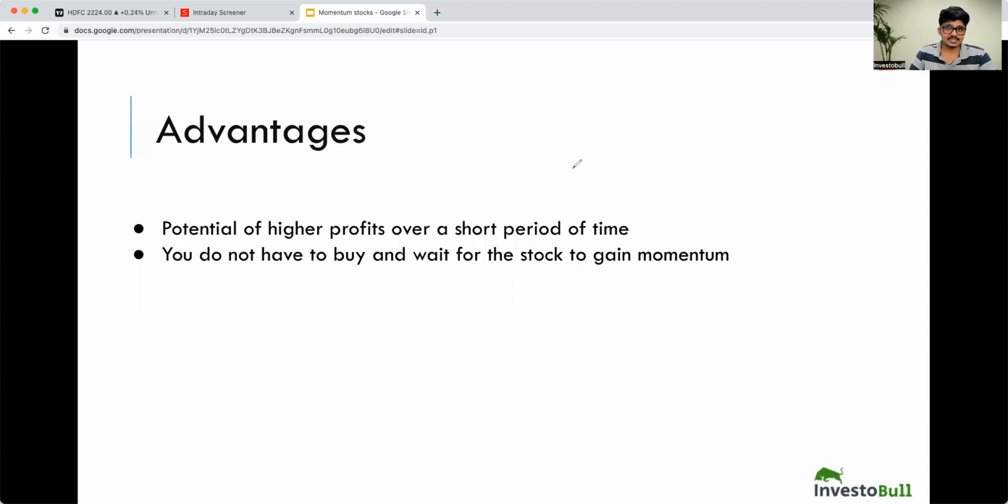What are the advantages of using the momentum strategy? Potential of higher profits over a shorter period of time. And the second point is you do not have to buy and wait for the stock to gain momentum. These two points suggest the same meaning. So let me explain with an example.